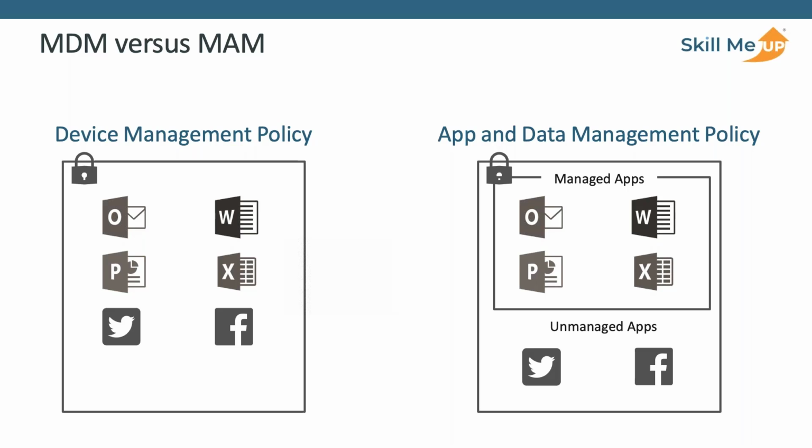Now on the right side here, the app and data management policy, that's a bring your own device or a device that you don't own. So now we can start to split into managed and unmanaged applications. So for example, we've got Twitter and Facebook.